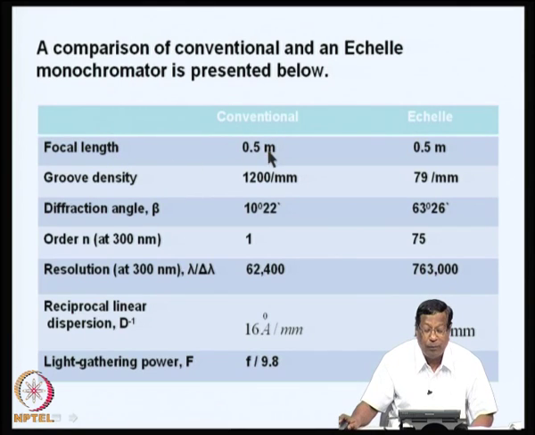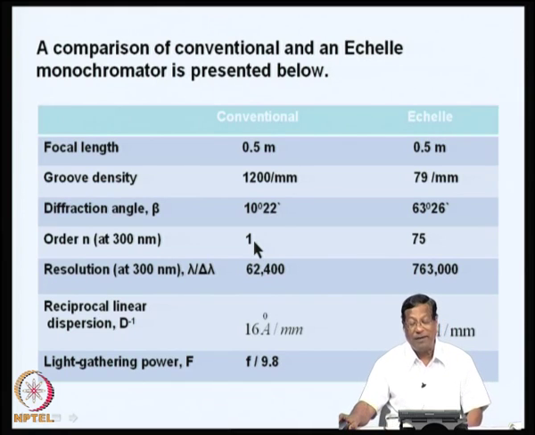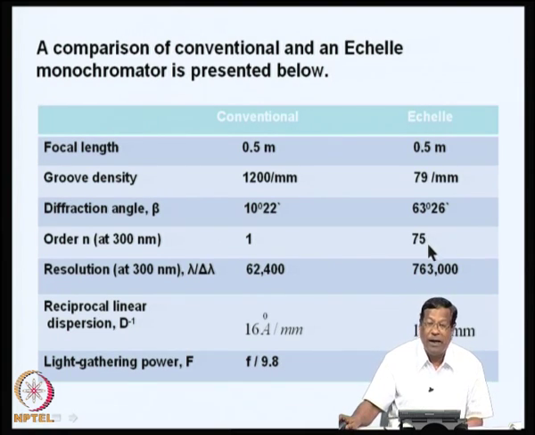Here you can see that the focal length is 0.5 m, and the echelle also has a focal length of 0.5 m. So, the groove density in a conventional grating is 1200, whereas in the echelle it is only 79 lines per millimeter. Diffraction angle would be 10 degrees 22 minutes, and here it is 63. You can see that the diffraction angle beta varies almost 5 to 6 times. So, the order here is only 1 in the conventional, whereas in the echelle you can collect radiations up to 75 orders, that is substantial, and all these orders need to be separated, but the separation of these orders is very simple mechanically or in the equipment design.